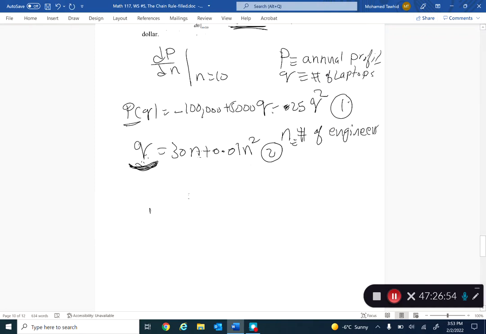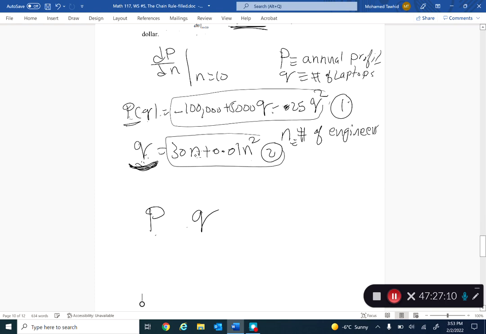So let me write P is a function of Q, right? Look at what you have: the right-hand side here is all in terms of Q, and even the notation P of Q means P is a function of Q. Q is a function of N. If I look at the right-hand side here, everything is written in N. So your Q is a function of N.